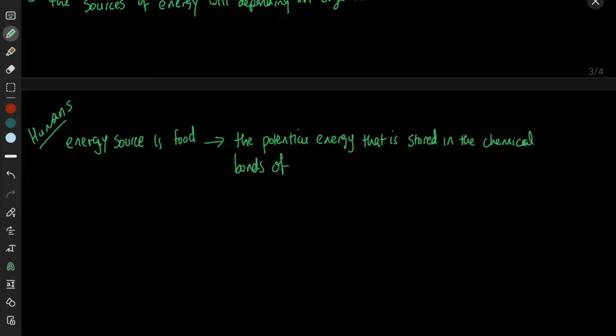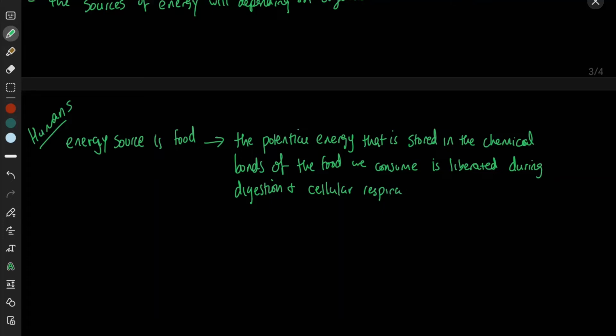So whether it be proteins, carbohydrates, or fats of the foods we consume, that potential energy is liberated during digestion and cellular respiration. Alright, so these two processes allow us to harness the energy from food, right? And that energy comes in the form of stored potential energy within the chemical bonds of the foods that we consume. Alright, so that's our energy source.